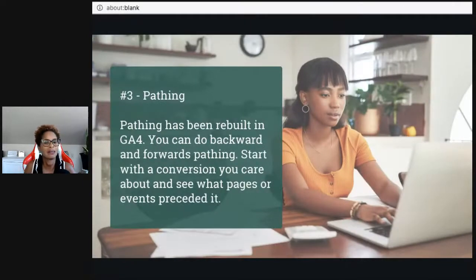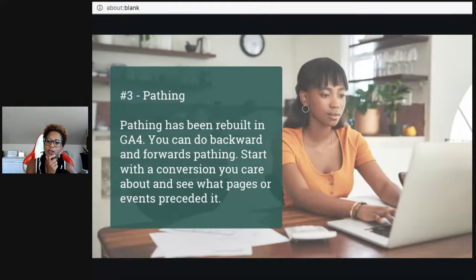A third thing is pathing. It's been pretty much totally rebuilt in GA4, which is a glorious thing. So now you can actually do backwards and forwards pathing. You can literally start with a conversion. Someone booked a discovery call on your website. Someone purchased $45 worth of stuff on your site. You can go back to see what were all of the events that preceded that.